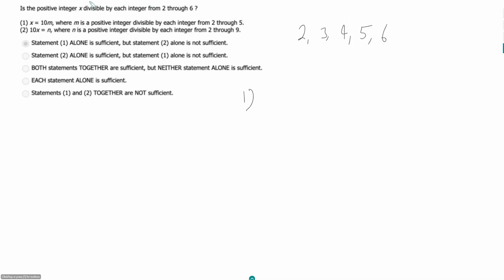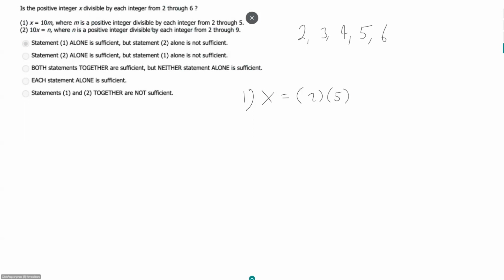the surefire way to determine everything that x contains, all of the factors that x contains, is to break things up into their prime factors. So our first statement says x is equal to 10m, where m is a positive integer divisible by each integer from 2 through 5. So what does that mean? So x contains, and we could break our 10 up, so x contains a 2 and a 5.